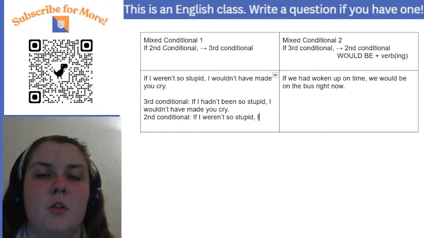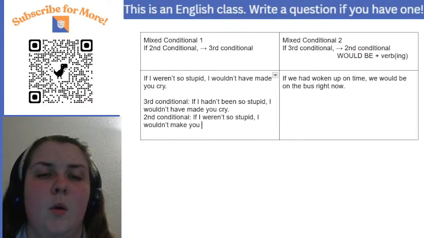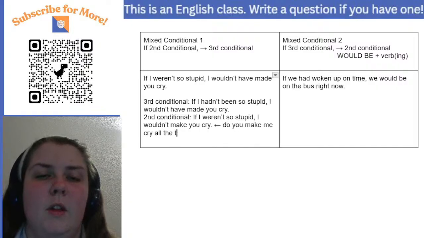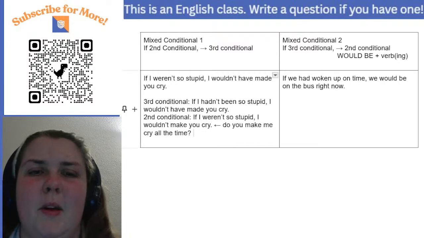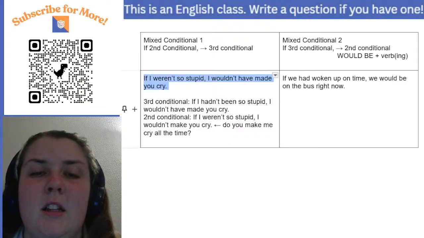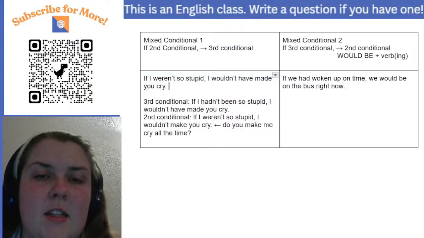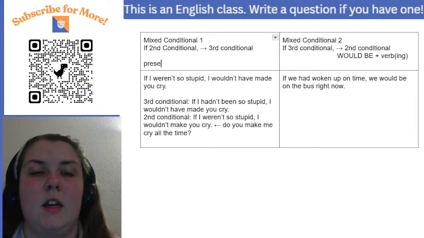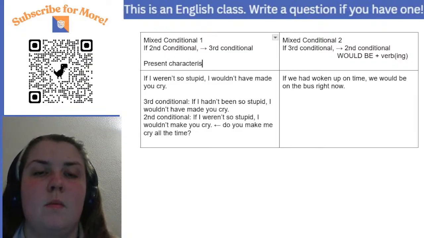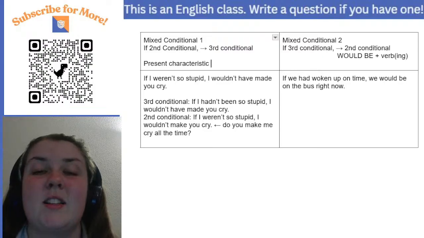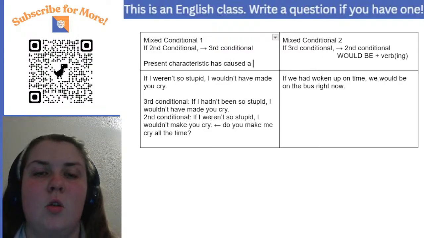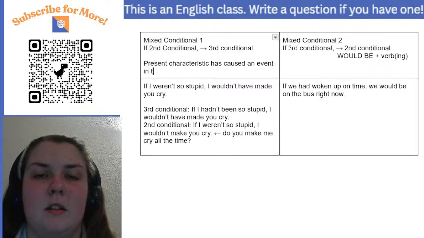If I weren't so stupid, I wouldn't make you cry. Why do you make me cry all the time? Like, you are so stupid that you are constantly making me cry. I don't know about that. I feel like this particular situation indicates that a present characteristic or something that is happening pretty frequently in the present is causing or has caused an event in the past.